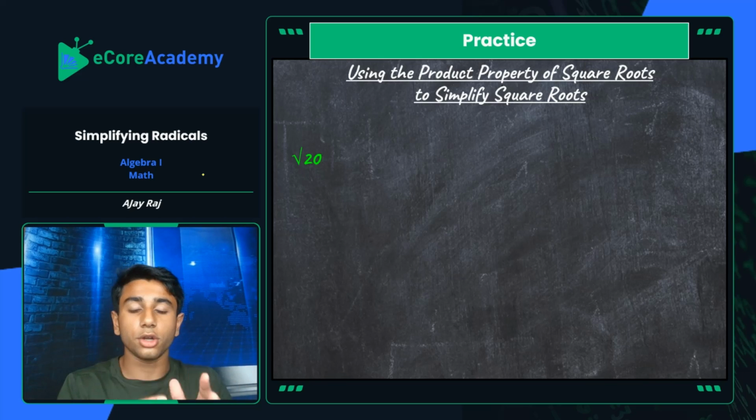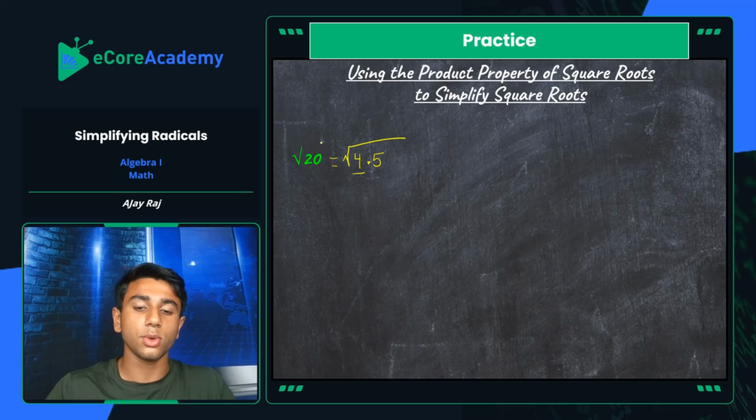We're trying to find the largest square that goes into 20. If we think about factors of 20, the main one I can think of is 4. So we keep our radical symbol and put 4 here. And then 4 times what equals 20? That's going to be 5. So 4 is our largest possible square that goes into 20. The way to split this up and simplify it is we're going to simplify the square root of 4.